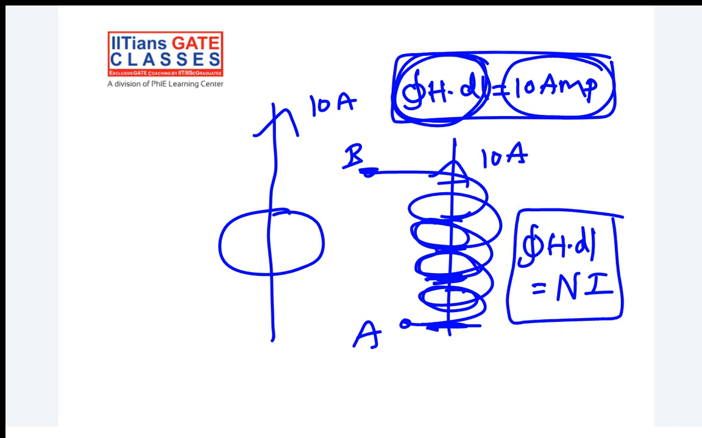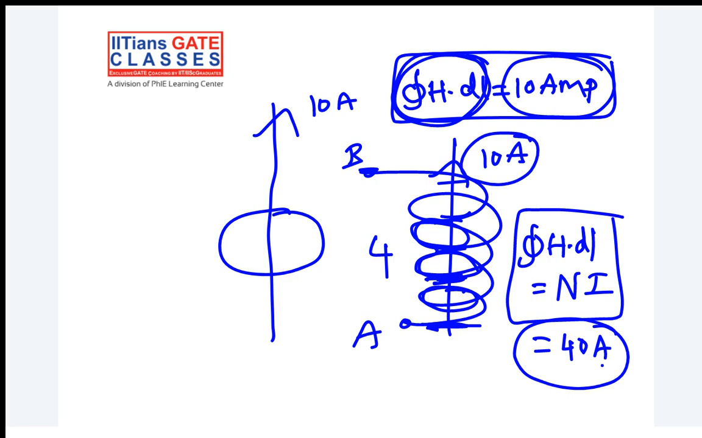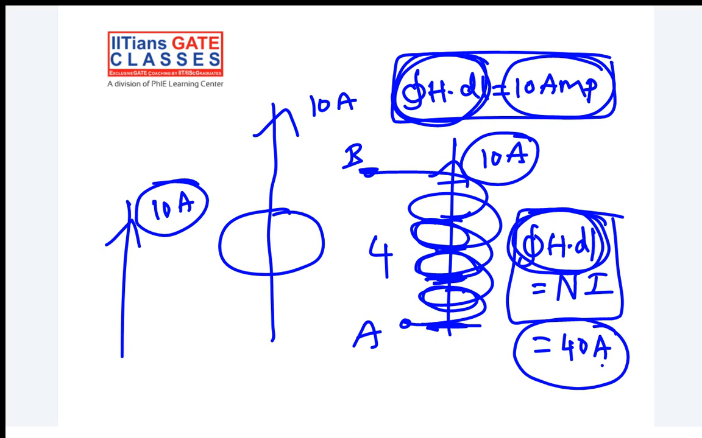So what it actually represents is, suppose you take 4 turns, you are going to get it as 40 ampere. It doesn't mean that 40 ampere current is flowing in the wire. The current passing through the wire is 10 ampere, but you are able to capture a magnetic field corresponding to 4 times this. That is what I enclosed represents.